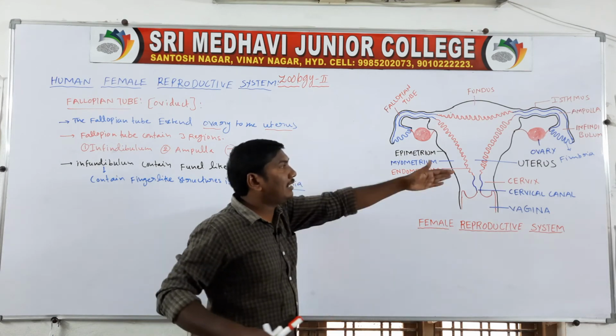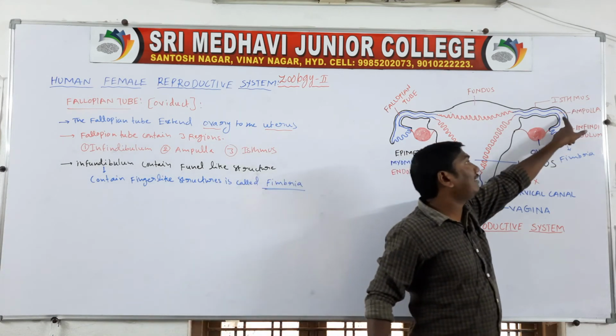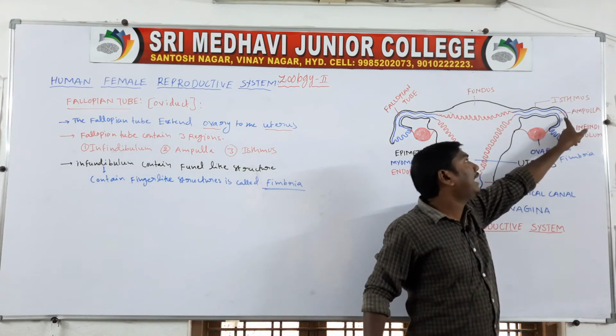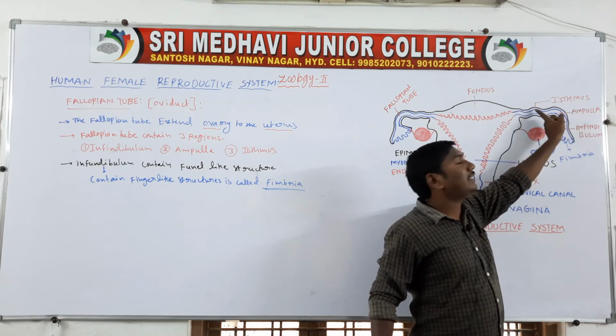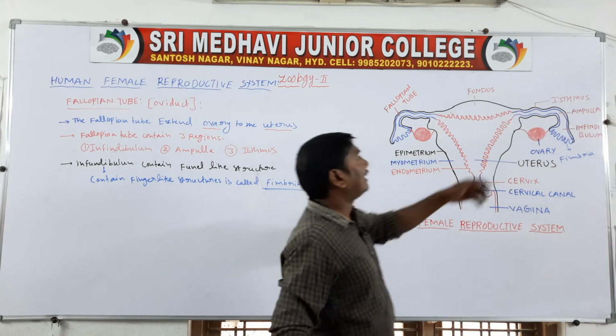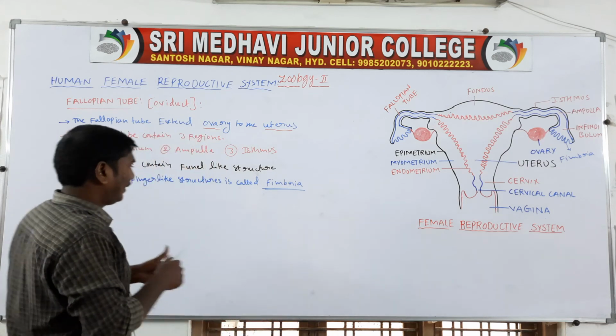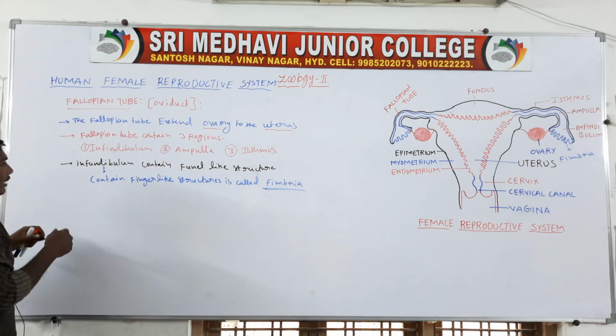Next one, the infundibulum opens into the ampulla. So they are the wider part. Next one, the ampulla opens into the isthmus. Finally, the isthmus opens into the uterus.